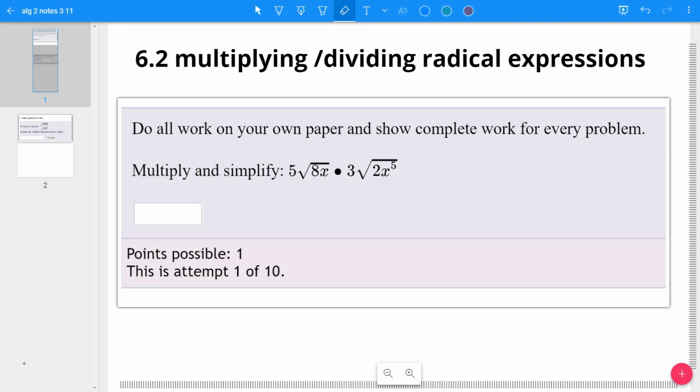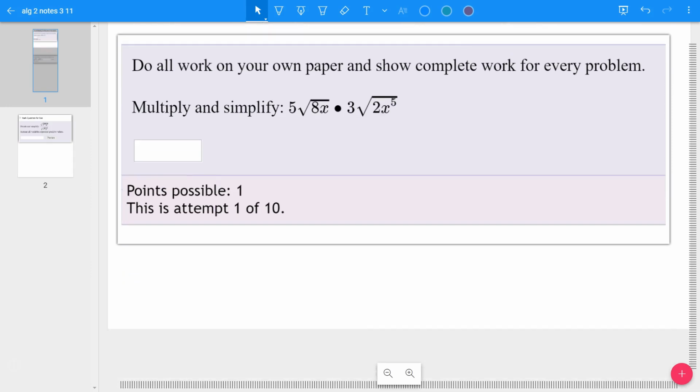I just want to take a look at some examples of multiplying and simplifying radical expressions. So we have the following here. We have 5 times the square root of 8x times 3 times the square root of 2x to the 5th. To carry this work out, we proceed as follows.